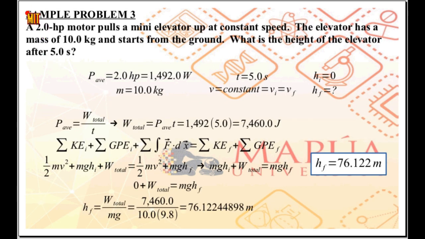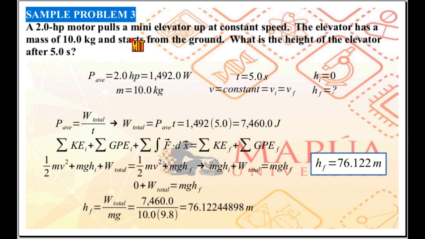And finally, we have sample problem number 3. A 2 horsepower motor pulls a mini elevator up at a constant speed. The elevator has a mass of 10 kilograms and it starts from the ground. What is the height of the elevator after 5 seconds?